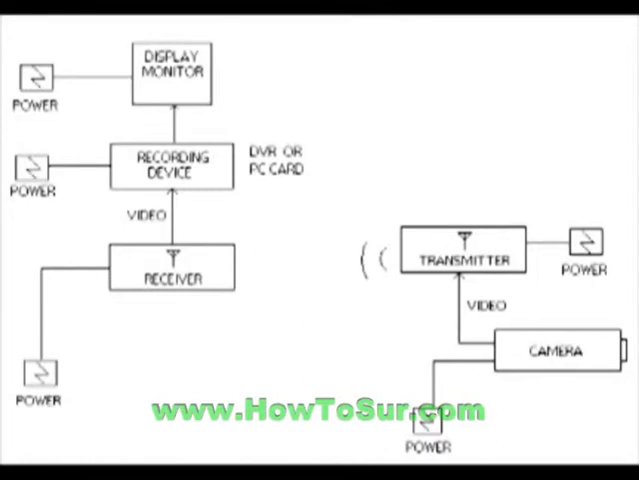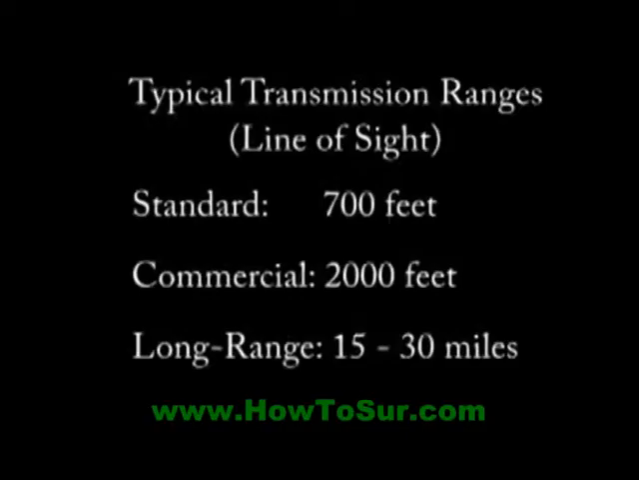Okay, the question of transmission range often comes up. Just how far can the transmitter transmit the signal and still get a decent quality picture? Typically, if there's a clear line of sight between the transmitter and receiver, you get about 700 feet from a standard grade transmitter receiver pair, and that distance increases to about 2,000 feet for a commercial grade transmitter receiver pair. There are also specialized high-powered long-range transmitters that can transmit signals 15 to 30 miles line of sight.